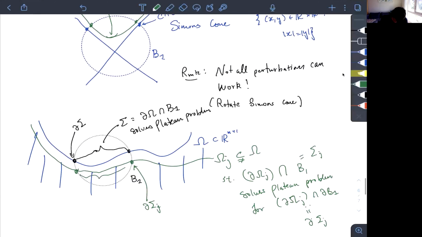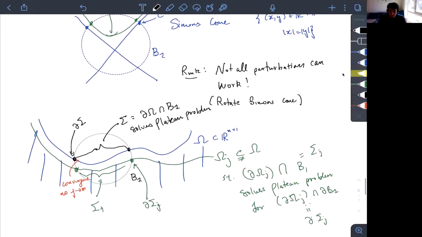Okay, sorry about the notation. So what we're going to do is we're going to assume that we've perturbed the boundary to one side and solve the plateau problem. So in other words, we're going to assume that there are these sets omega j, which are strictly contained inside of omega, and omega j should still have the property that in the ball, they solve the plateau problem for their boundary. But we're going to imagine that these sets are converging back to sigma as j goes to infinity. And so we have convergence. Okay. And so you see that in the case of the Simons cone, when we perturbed to one side, we did get smoothness. And so this is the setup for how we want to talk about one-sided perturbations.